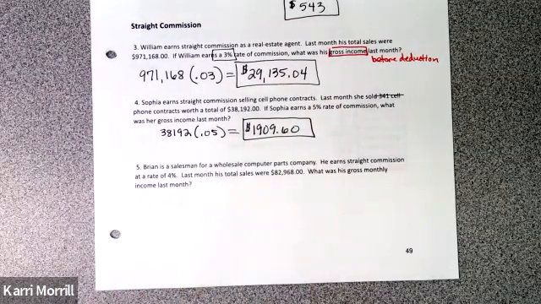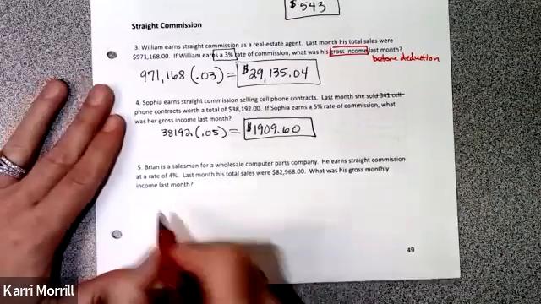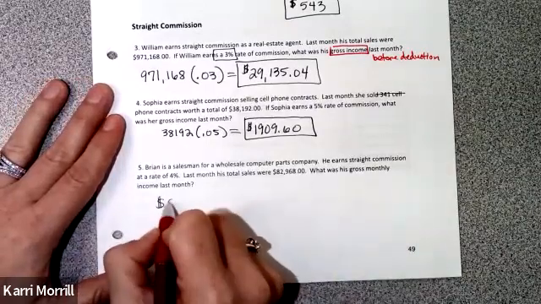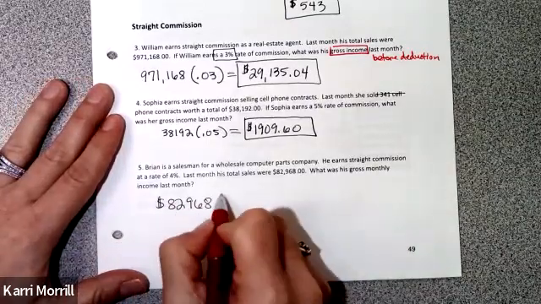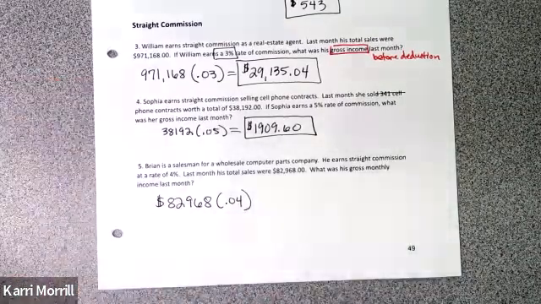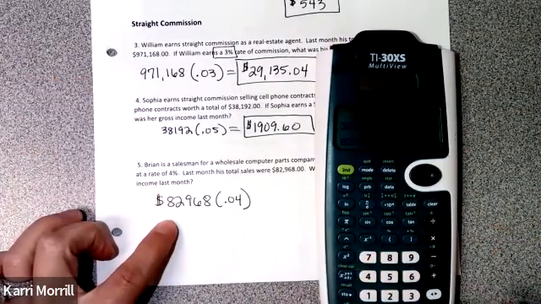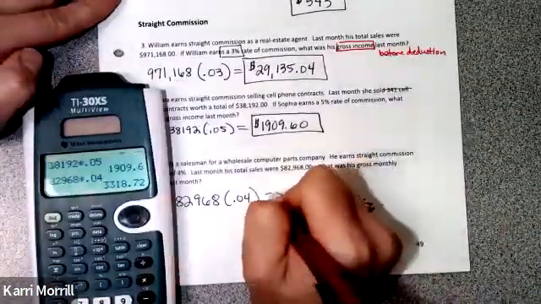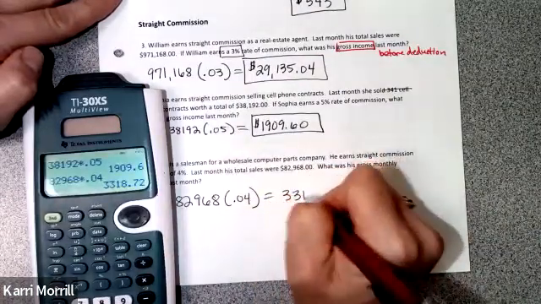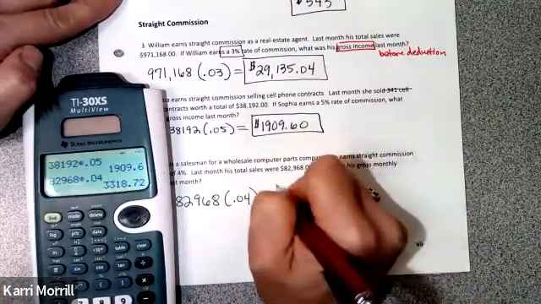And then number 5, Brian is a salesman for a wholesale computer parts company. He earns straight commission at a rate of 4%. Last month, his total sales were 82,968. What was his gross monthly income? So we're taking his total sales of 82,968 times 0.04. Which would be $3,318.72.